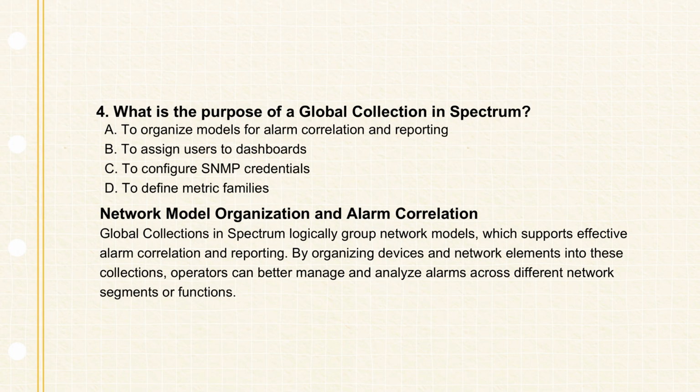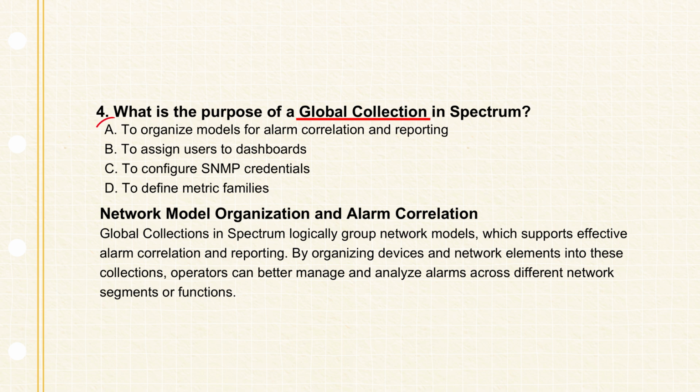That brings us to Spectrum, the fault management side. What's the main idea behind using a global collection in Spectrum? Okay, global collections in Spectrum. Their main purpose is to organize your network models for alarm correlation and reporting. Organize models. You mean like grouping devices? Precisely. You logically group your network devices, routers, switches, servers, whatever models you have in Spectrum. In a large environment, this is essential just to keep things manageable.